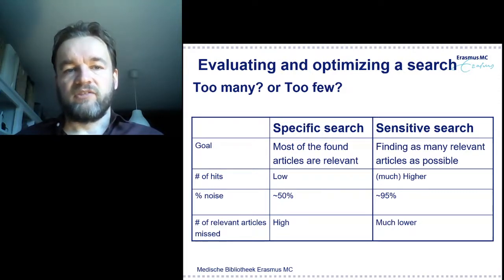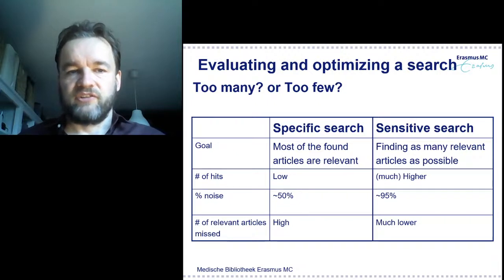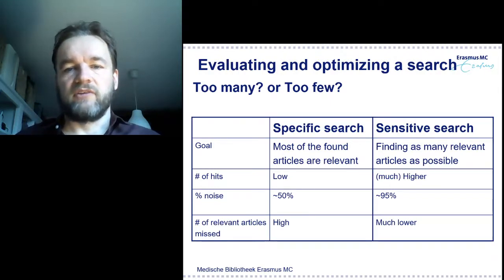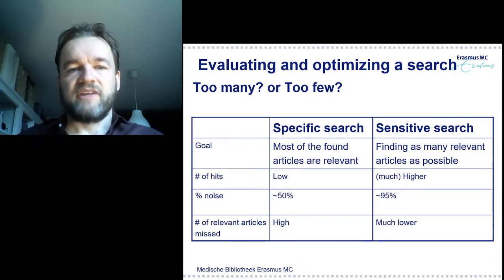On the other side of the spectrum, there are very sensitive searches. When you are doing research such as a systematic review, your goal is to find as many relevant articles as possible. And that means that the number of hits can be much higher. The number of relevant references in your result can be much lower, maybe only 1 in 20 references is relevant, but the chances that you've missed relevant articles are much lower.